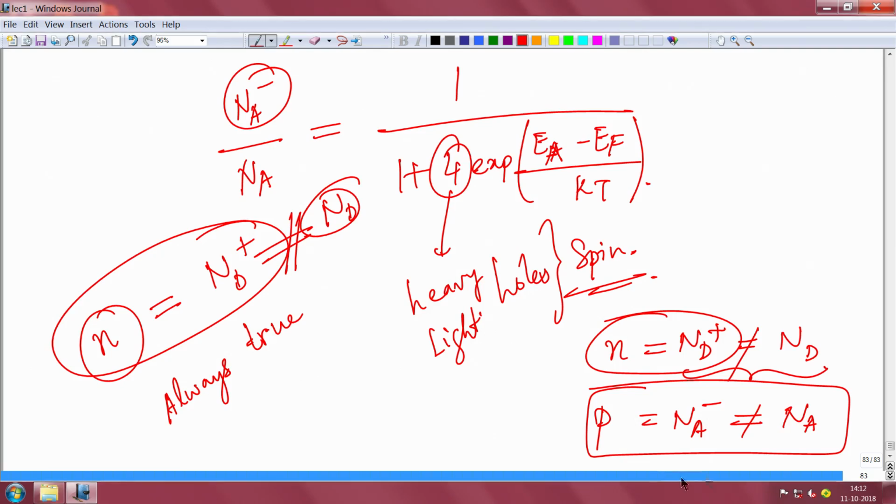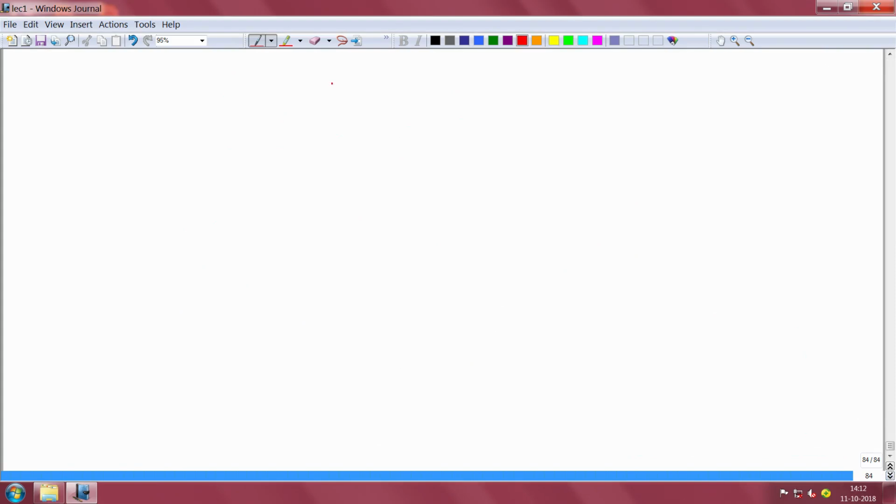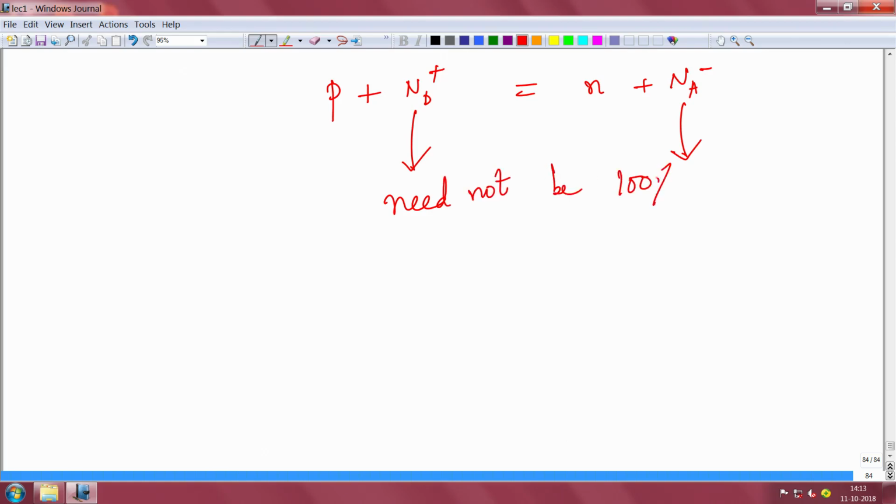So, now if you have both electron and hole doping, I told you that the total positive charge is this, and the total negative charge is this. This will always hold true, except that these dopants need not be 100% ionized. Okay, they can be incompletely ionized also.